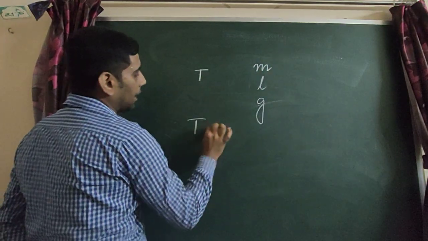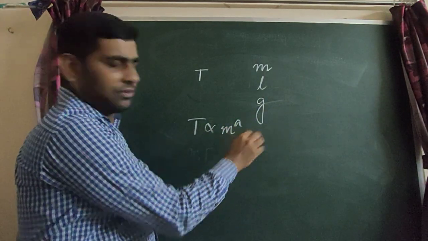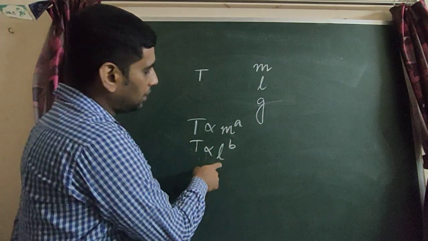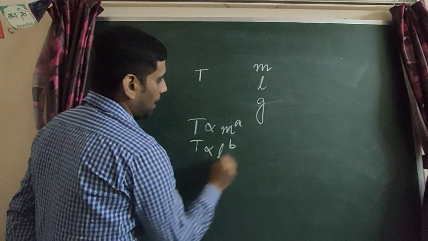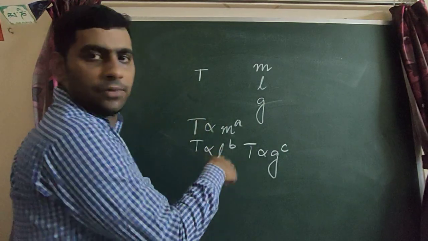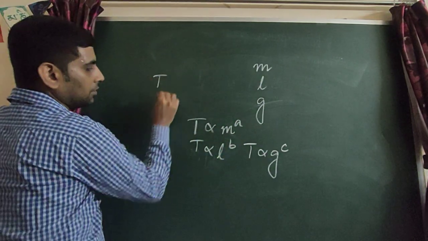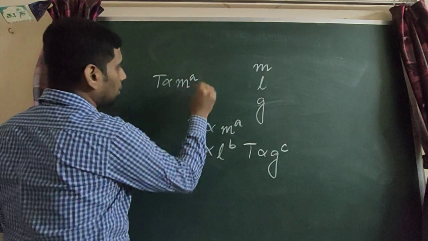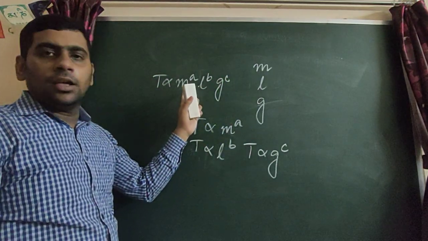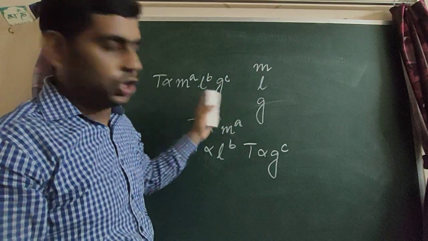Means the time period I can write like this: it depends on mass to the power of A, by m square, m cube, m to the 4, etc. Similarly, L to the power B means the time period depends on the length to the power of B, and the time period maybe depends on the power C of G. Now if I combine these three, I will get T proportional to m to the power A, L to the power B, G to the power C. So T depends on the Ath power of m, Bth power of L and Cth power of G.